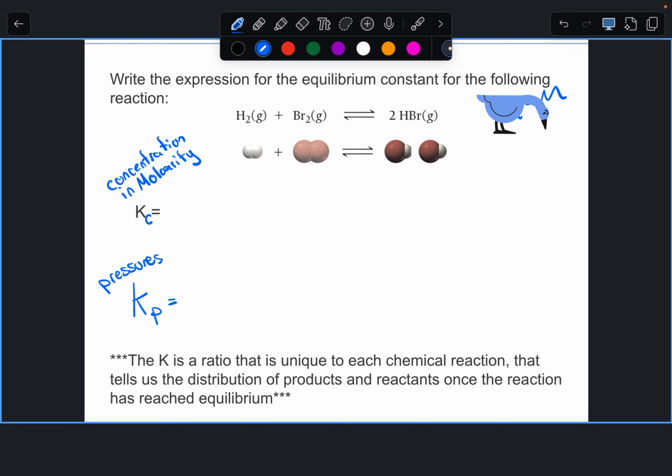But the K is specifically going to be equal to, for the Kc, the concentration in molarity of the product, or products, and we represent that with these brackets. So when I write that, I mean the molarity of HBr. But we have to account for the fact that there's 2 moles of HBr, because there's a 2 in the chemical equation. So we square this value.